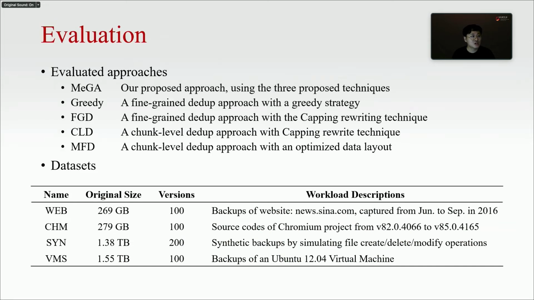The evaluation includes several approaches proposed or used in recent papers. There are 3 fine-grained deduplication approaches and 2 chunk-level deduplication approaches. 4 backup datasets are used for evaluation. These datasets represent various typical backup workloads, including website snapshots, open source code projects, virtual machine images, and synthetic datasets. They have been used in several deduplication studies.